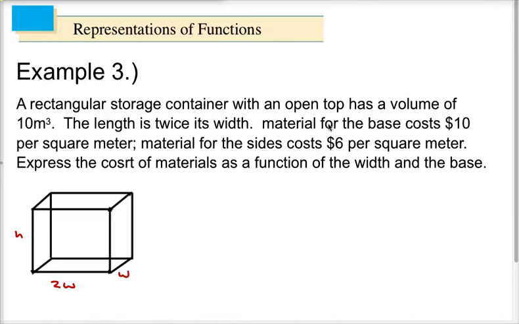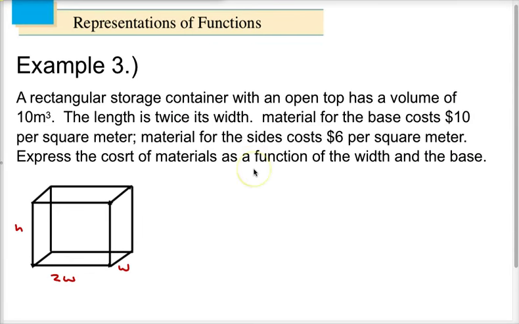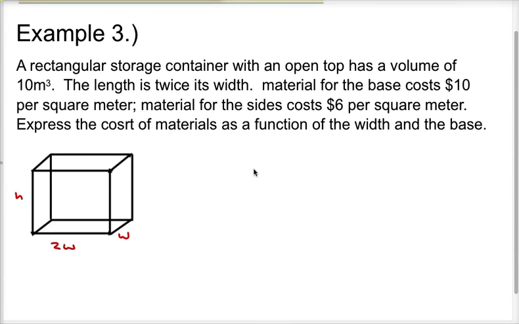A rectangular storage container with an open top has a volume of 10 cubic meters. The length is twice its width. Material for the base costs $10 per square meter. Material for the sides costs $6 per square meter. Express the cost of materials as a function of the width and the base.